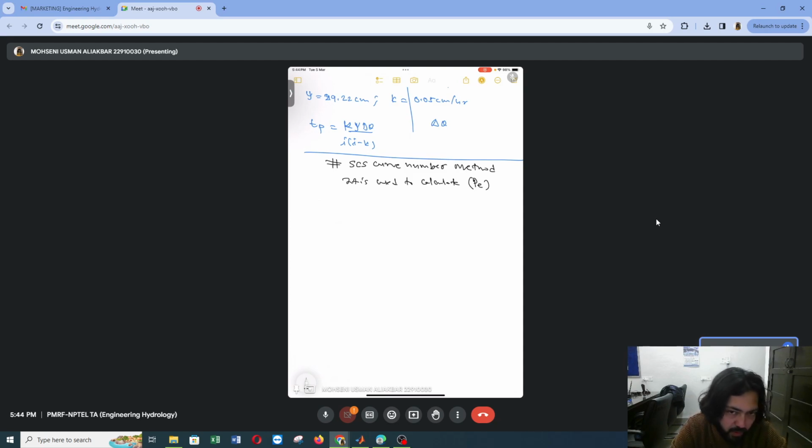There are two initial hypotheses to calculate effective runoff based on the SCS curve number method. The first hypothesis is that the ratio of the actual retention capacity of a catchment is equal to the potential.